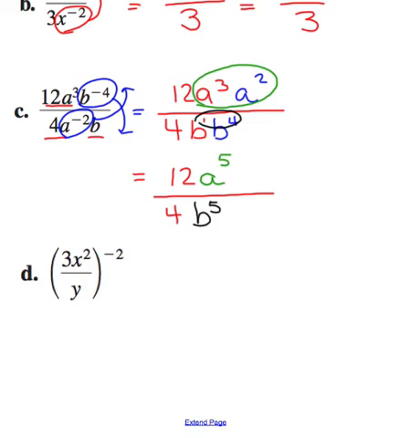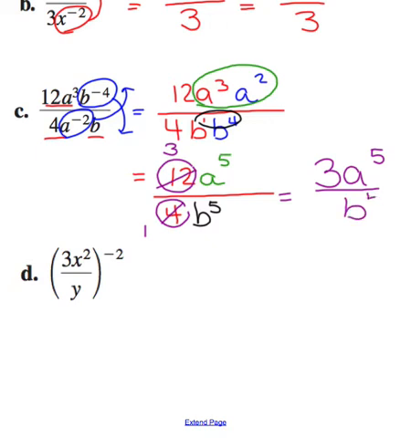We've used our powers, but we can go ahead and reduce that fraction. The 12 and the 4 can reduce down by 4. So this will cancel out to a 3, and this will cancel out to a 1. So your final answer then is 3a to the 5th over 1 times b to the 5th.